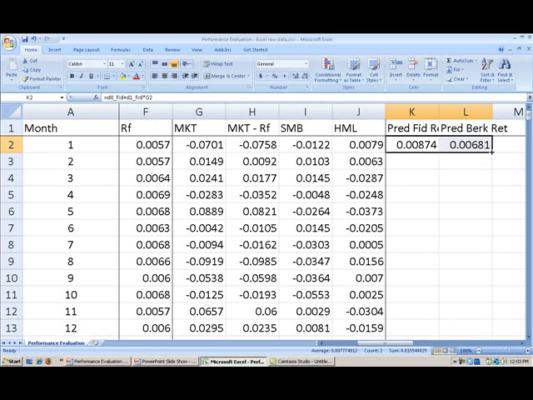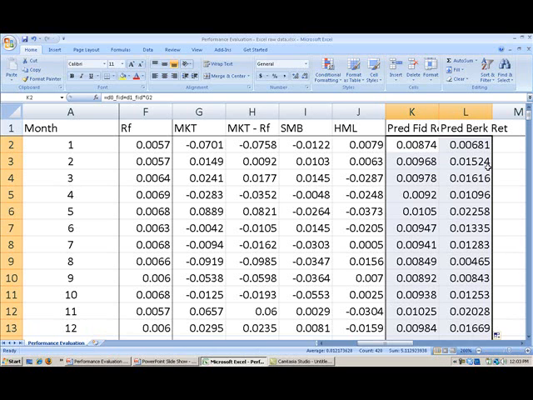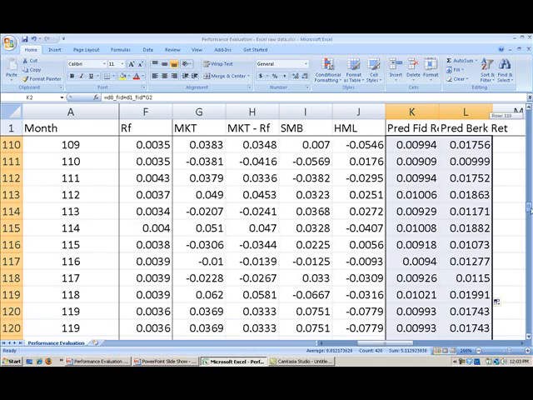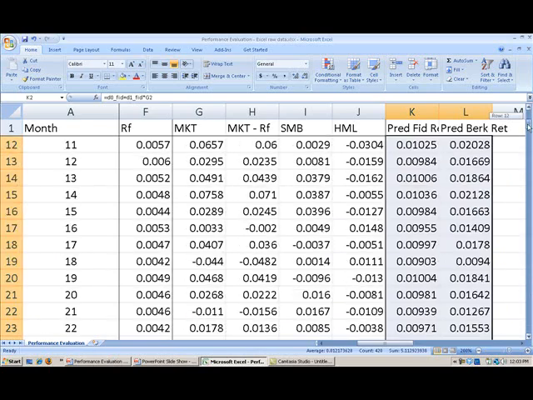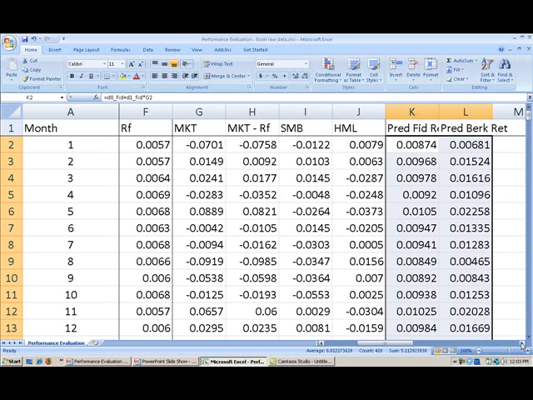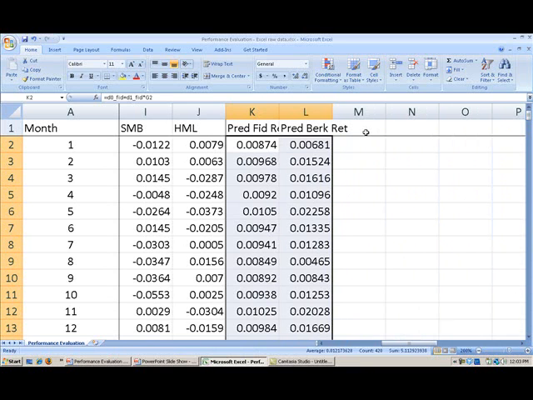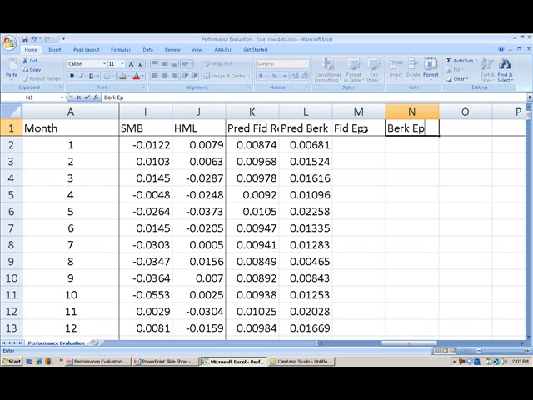If we select both cells, we can double click on the bottom right hand corner, and those results will fill down the page automatically. So we've now calculated the predicted returns for Fidelity and Berkshire. The next step is to calculate the epsilon, the error term. So Fidelity epsilon and Berkshire epsilon.